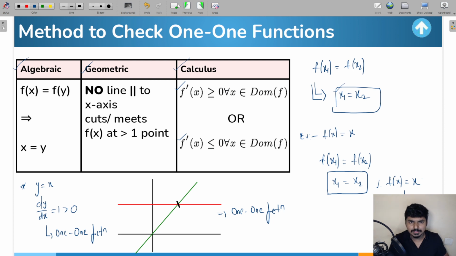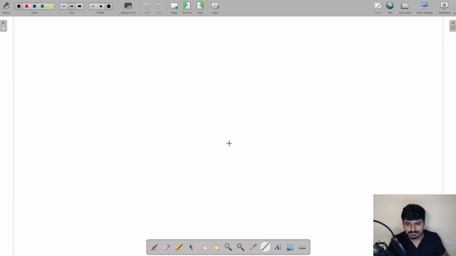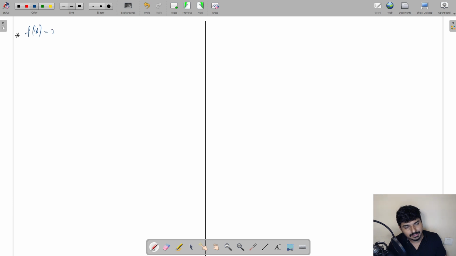I'll give you another example, guys. Let us say a function is given for you, which is f of x is equal to x square. Let us say this function is defined for all the real numbers, so f maps R to R. Now if I want to understand whether this function is going to be a 1-1 function or not, I'll tell you three methods, guys. Through any of the three methods, you can get the answer.